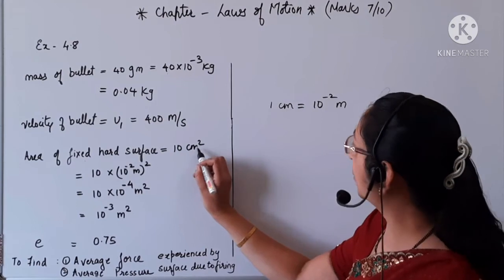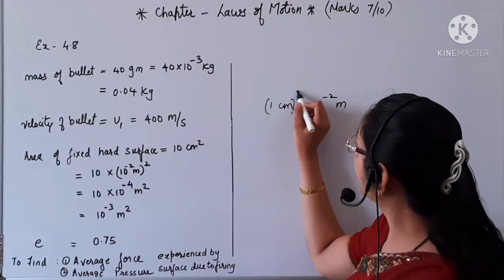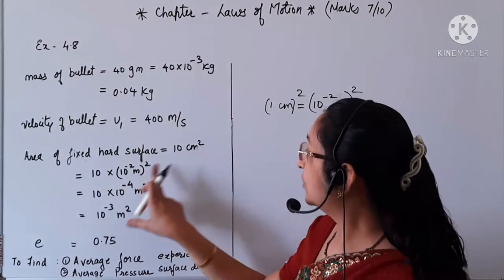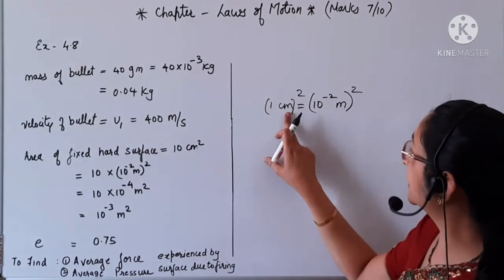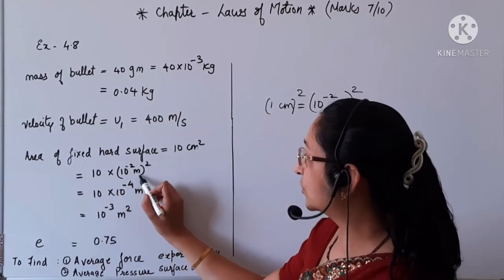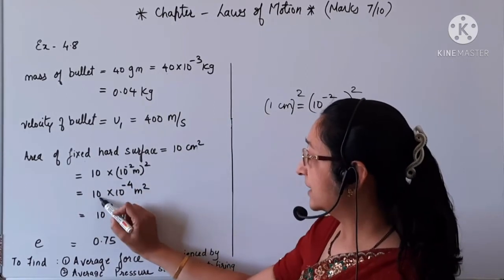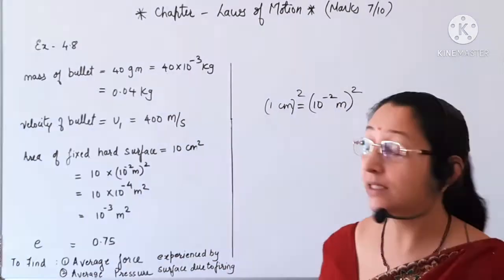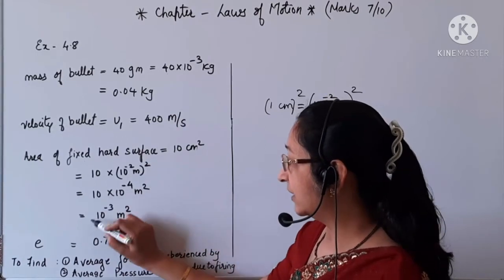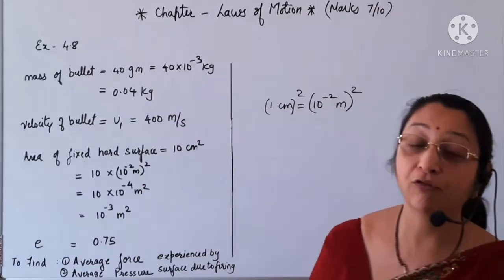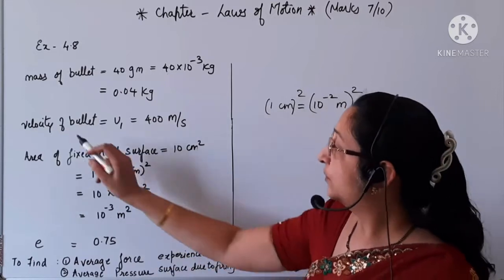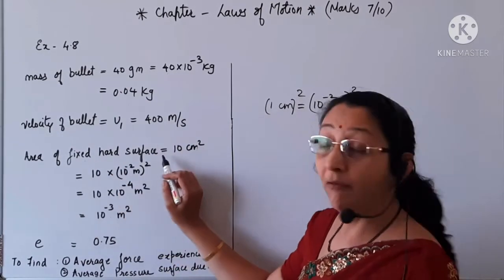So 1 centimeter square will be 10 to the power minus 2 meter square. This is 10 into centimeter square, so I write 10 into 10 to the power minus 2 meter square. Here 10 to the power minus 2 square is minus 4, so 10 to the power minus 4 meter square. We absorb it here, so we get the area of the fixed hard surface as 10 to the power minus 3 meter square.